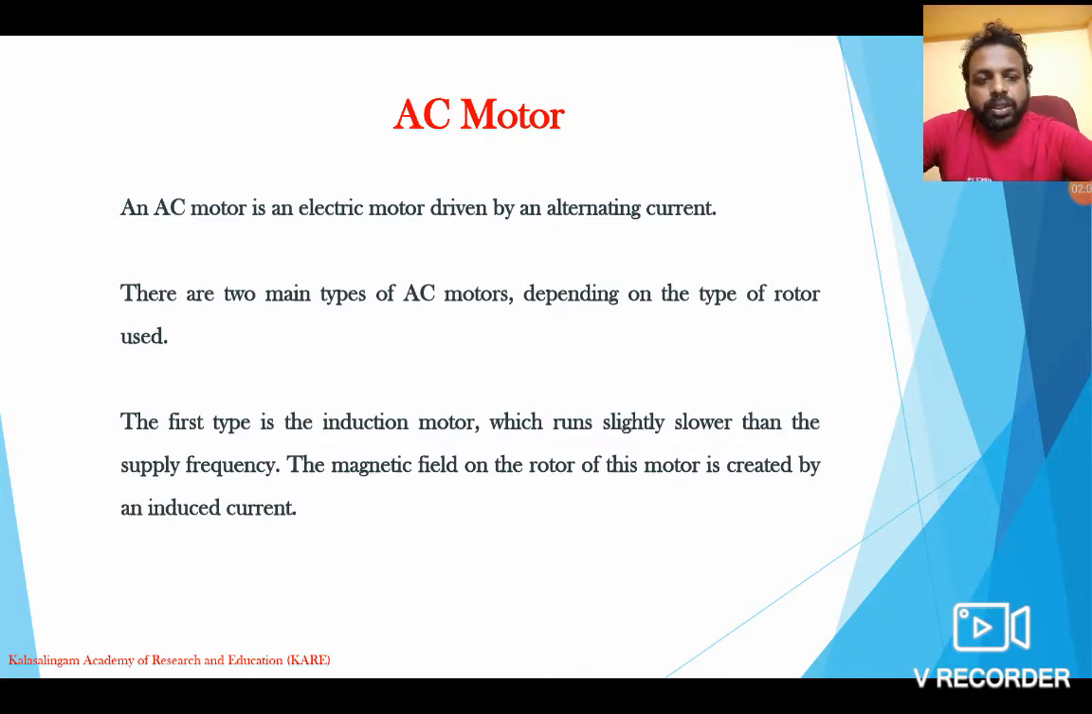The induction motor operates at less than the supply frequency, and it operates with the induction force which is created in the rotor. It also has a stator, rotor, field winding, armature winding, as well as supply current, as we discussed in the DC motor.